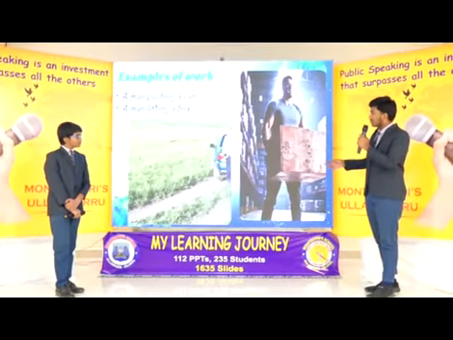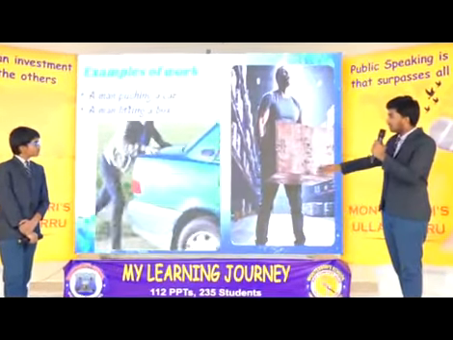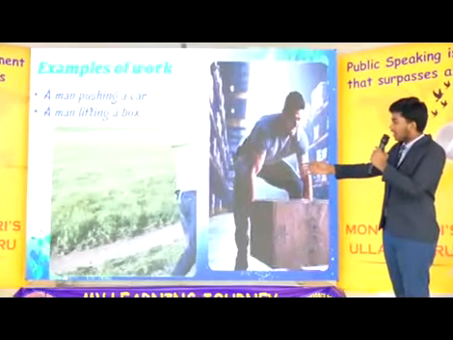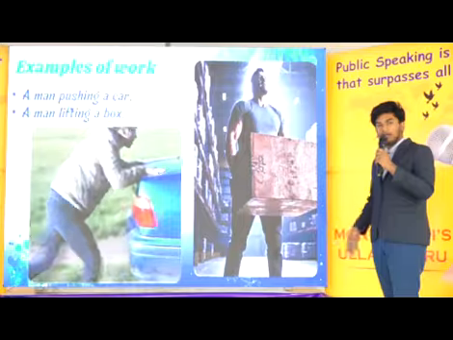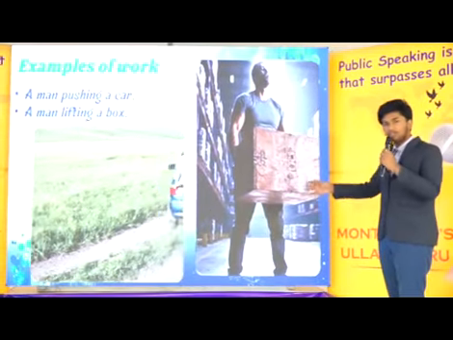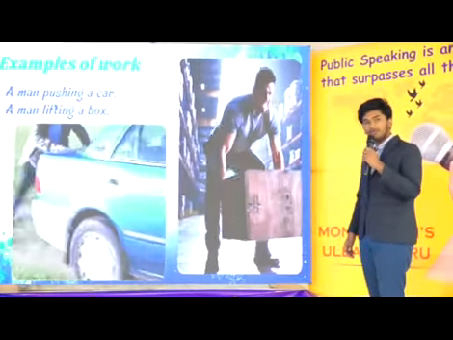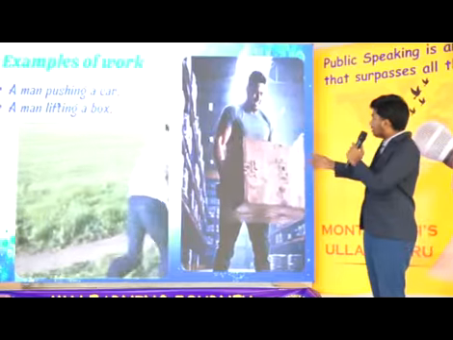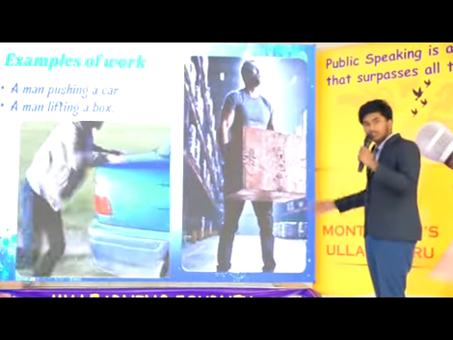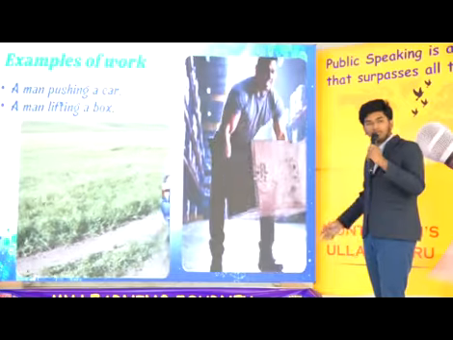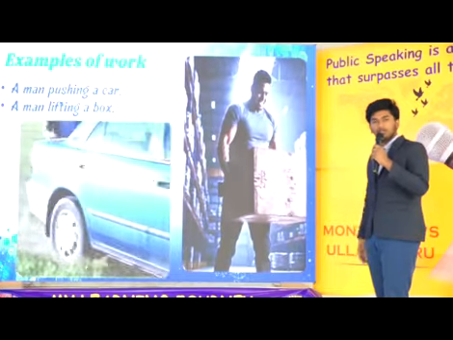Now we will discuss about some examples of work. Here we can see in this video a man pushing a car is said to be work done because he is applying the force on the car and the car has moved some distance. So it is said to be work done. Another example for work not done is we can see here a man lifting a wooden box is said to be work not done because he is lifting the wooden box without doing any movement. So it is said to be work not done.